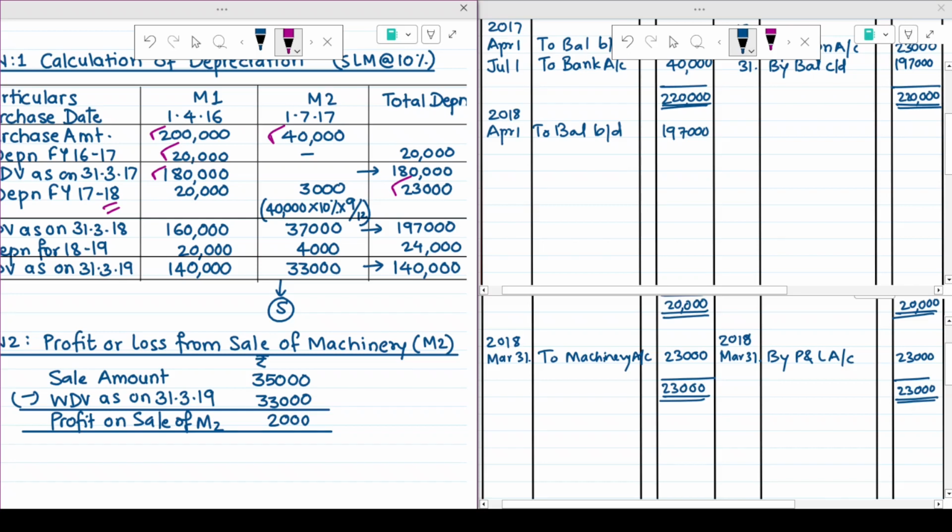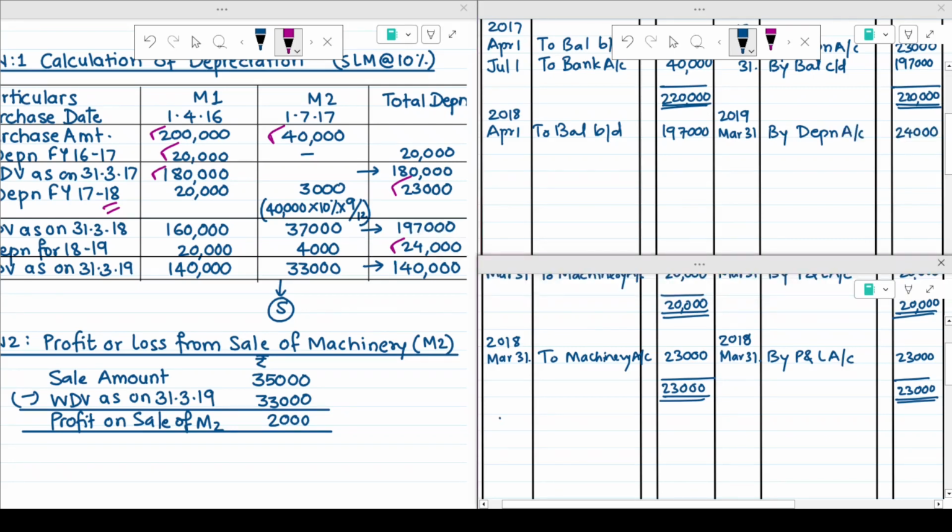As we are selling it on the last date, we can pass the depreciation entries. Generally, we pass the depreciation on the machine that we are selling on the date of sale separately. But since the date of sale is at the year end only, we can pass this 20,000 and 4,000 entry together on 31st March. When the sale date is different, at that time we pass separate entries. So here we will pass just one entry, 2019 March 31 by depreciation account, and the amount is 24,000.